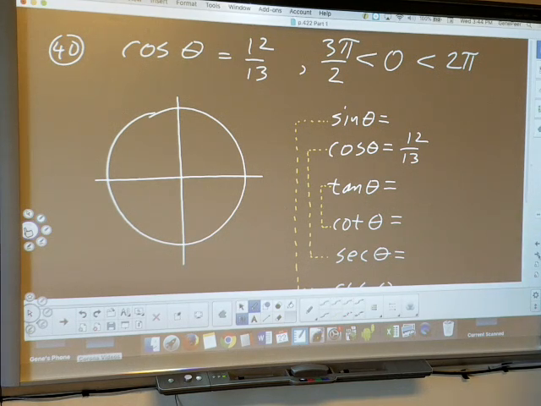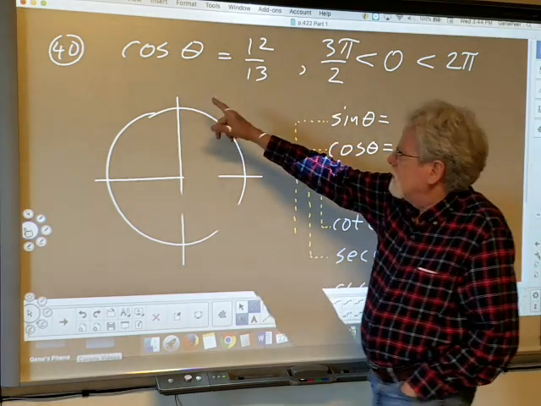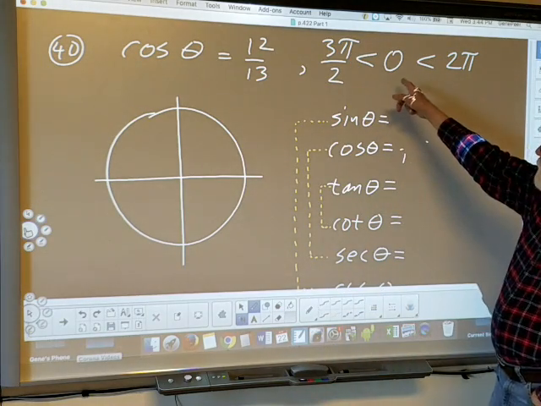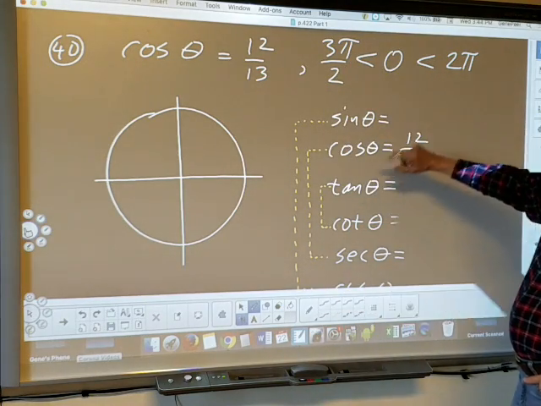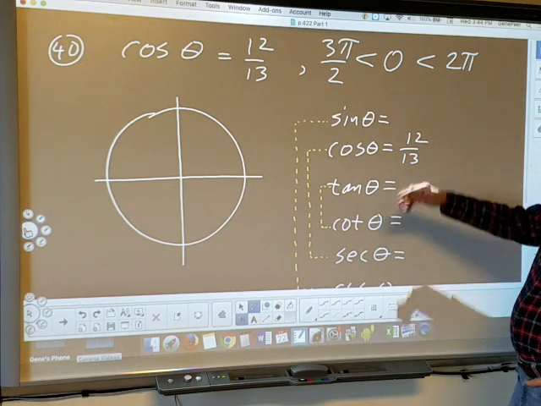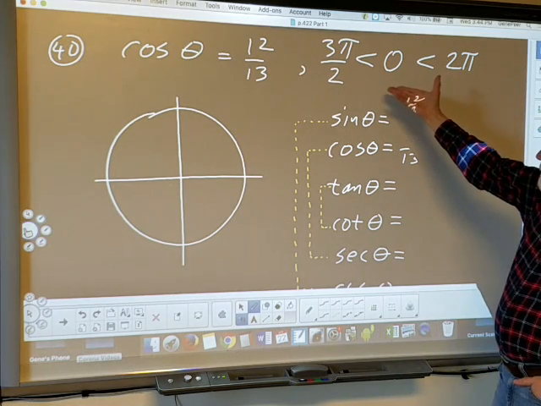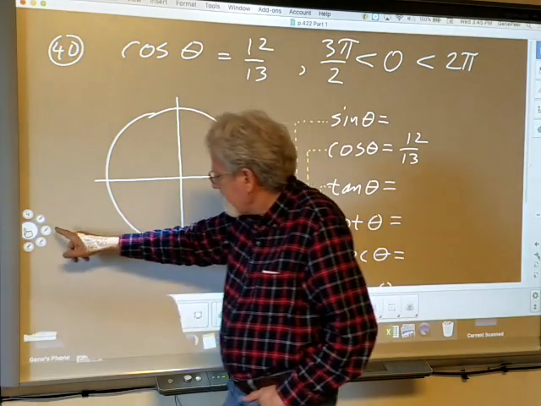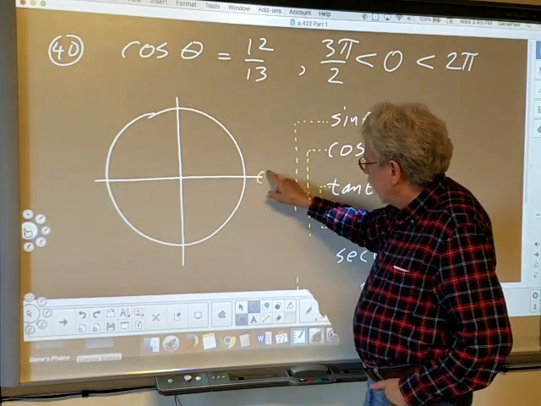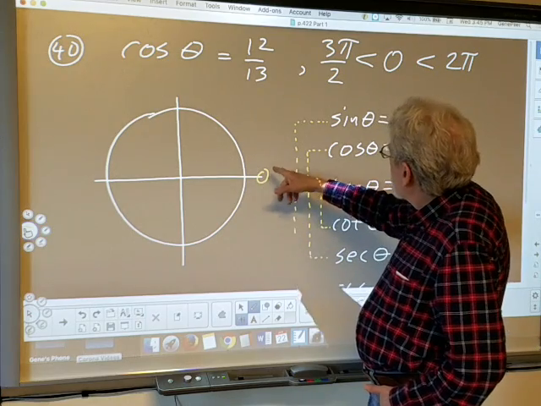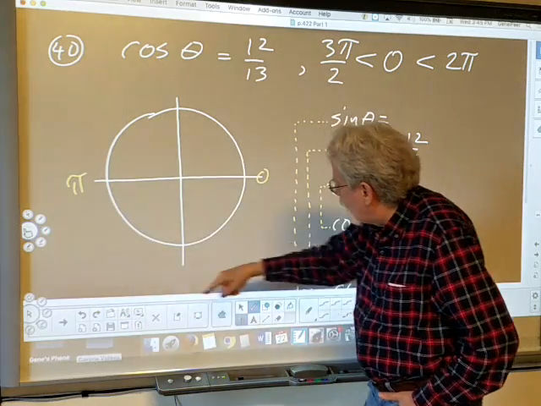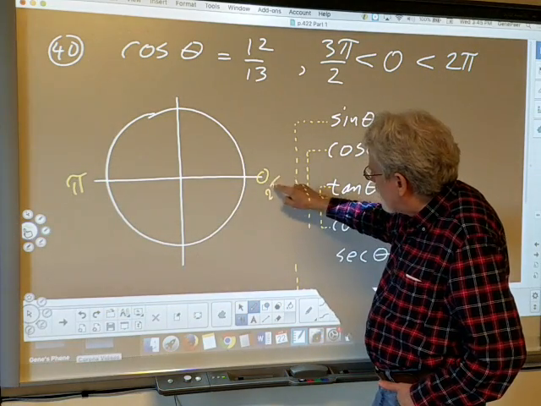So we're looking for all the functions given that the cosine of theta is 12/13ths, and theta is between 3/2 pi and 2 pi. Well, first of all, let's locate this angle. It's between 3/2 pi and 2 pi. Let's review. This, of course, is 0. And we're going around to, this, of course, is pi. And all the way around would be another 2 pi.